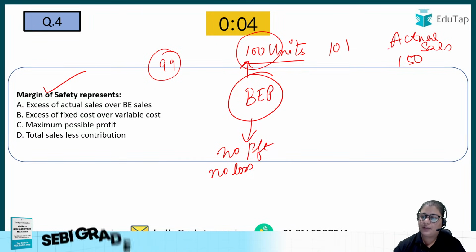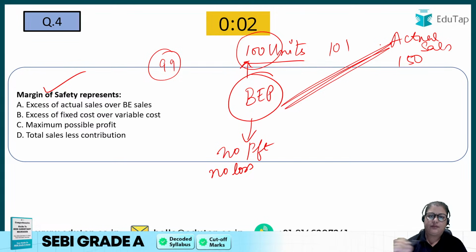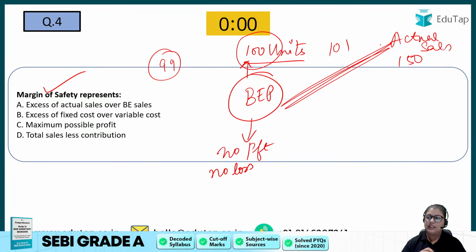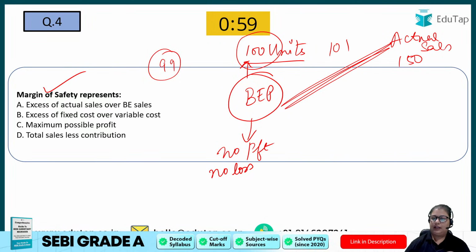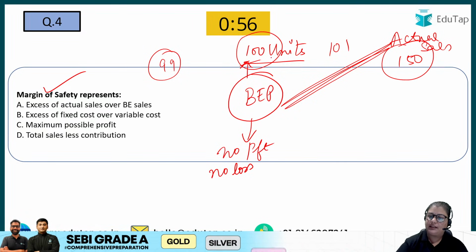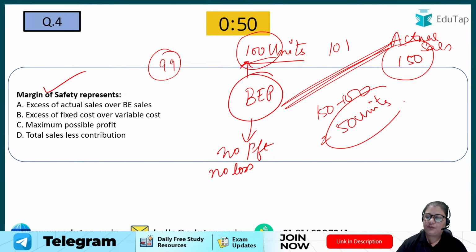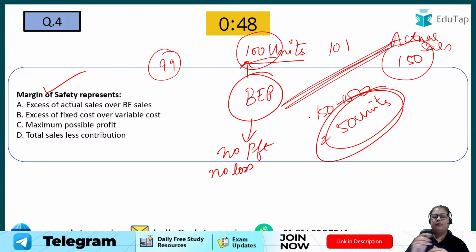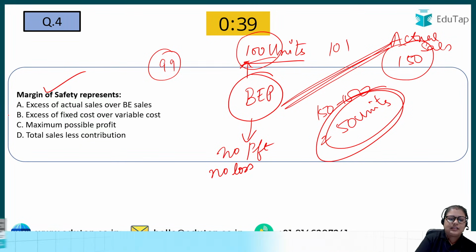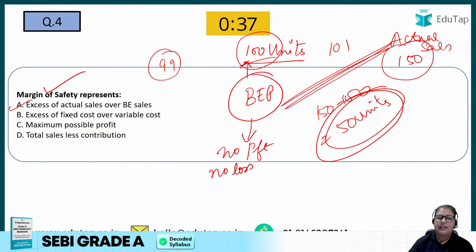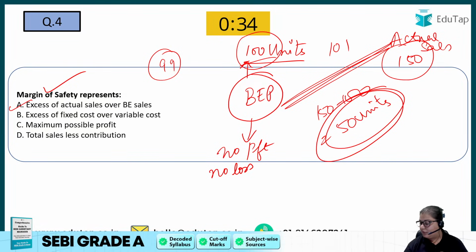So the difference between the actual sales and the break even sales is my margin of safety. That means 150 minus 100 will give me 50 units. That means if these 50 units were not there, I would have been incurring a loss. So this is my margin of safety. ये मेरा सेफ्टी का एंगल है. So excess of actual sales over the break even sales represents the margin of safety.